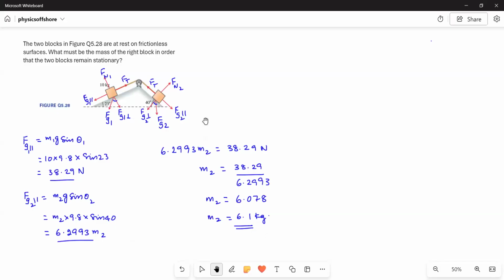Okay. So the system is in static equilibrium, and I have drawn all the forces on the blocks, which forces are balancing and which are the remaining ones, and then I calculated the mass M2. Hope this helps.